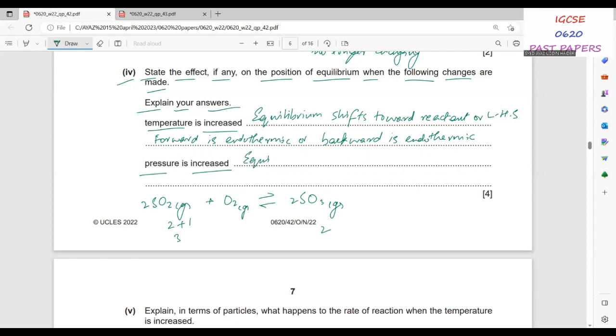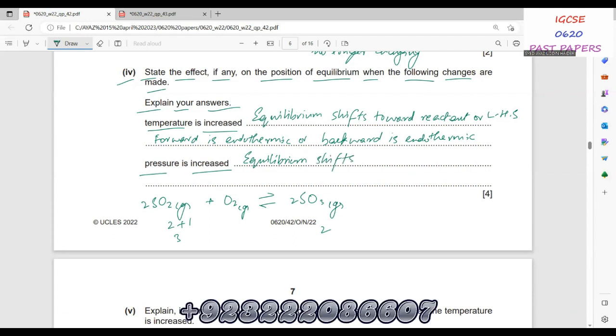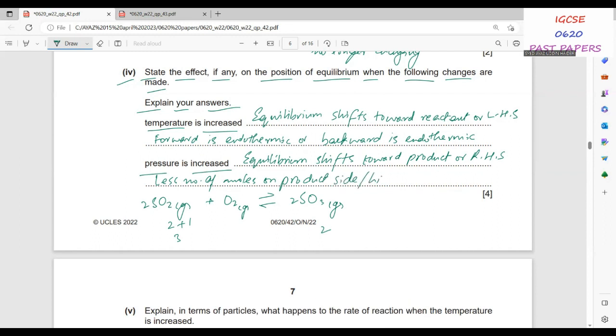Equilibrium shifts toward product or right-hand side because less number of moles on product side, or higher number of moles on reactant side.